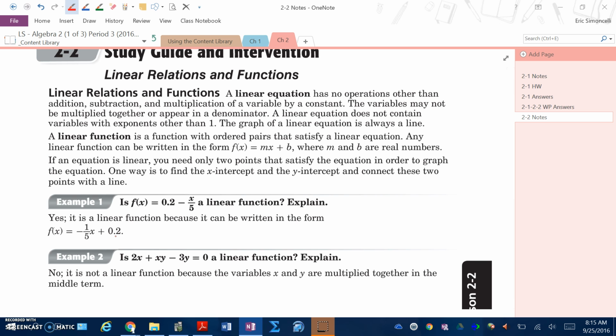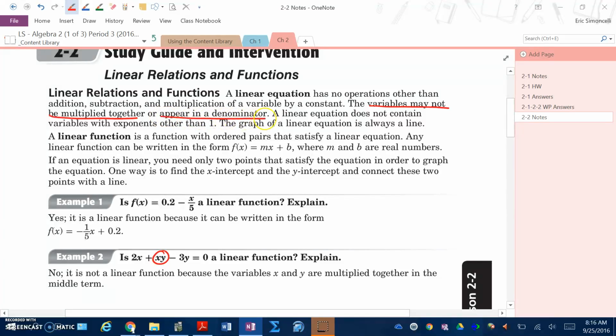Example 2. Is 2x plus xy minus 3y equals 0 a linear function? And then explain. Well, in this case, they say no. And the reason is that it is not linear because the variables x and y are multiplied together in the middle term. So when we see two variables being multiplied, that means that, no, it's not a linear function.